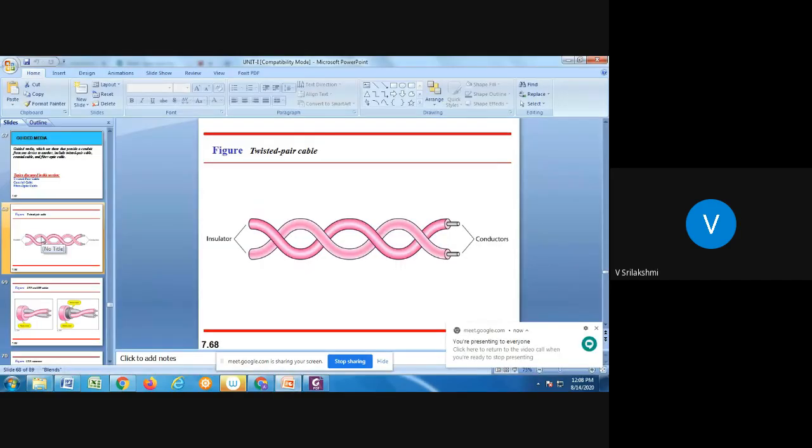Binary data. So the physical layer uses binary data, and that binary data will be converted into the form of signals when it reaches the transmission media. So the physical layer will convert the binary data to signals in the transmission media.